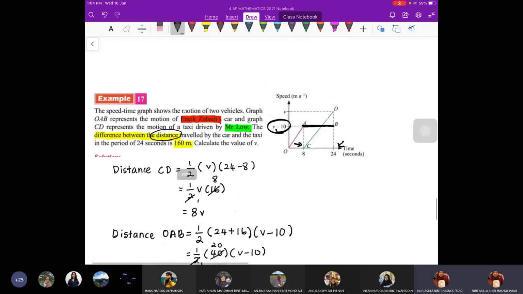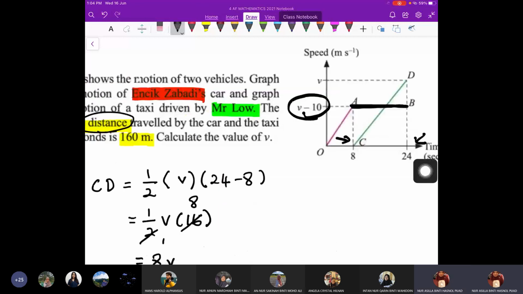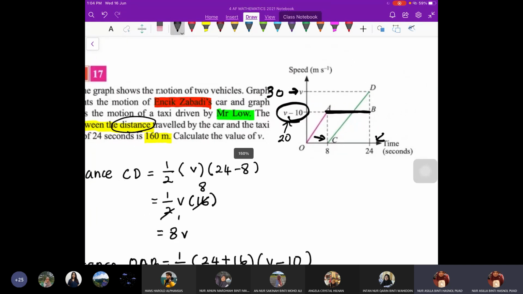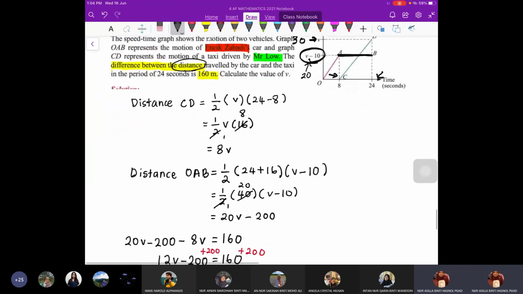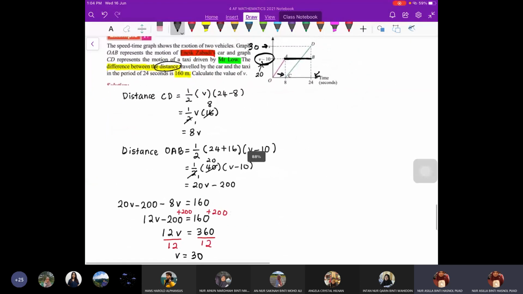So yang kat bawah ini besar. So ini adalah 30. So bawah ini akan jadi 20. Okay. Selesai. Tu je soalan dia. Dia suruh cari V je kan? Tak ada ABC dah.